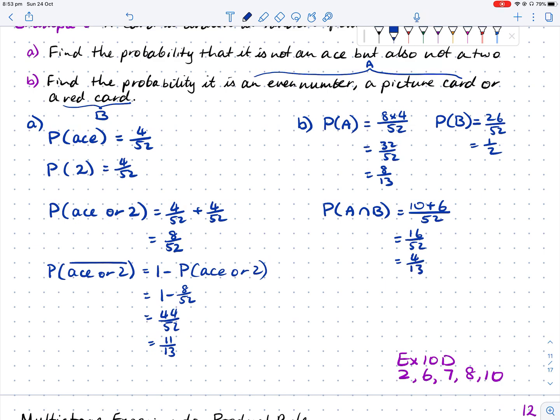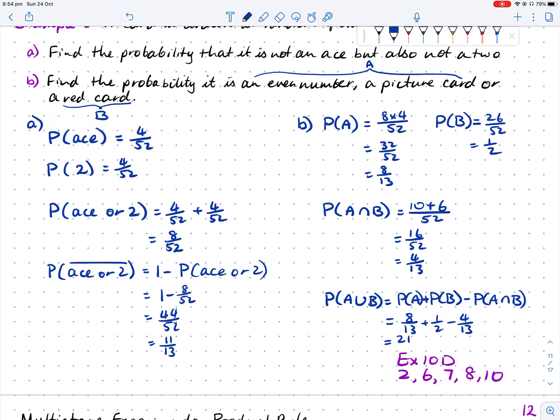So if we want it to be an even number or picture card or a red card, we're looking at the probability of A union B. When we're looking for this union, it's the probability of A plus the probability of B minus the probability of the intersection. So that's 8 out of 13 plus 1 out of 2 minus 4 out of 13. When we put that into the calculator, that comes out to be 21 out of 26.